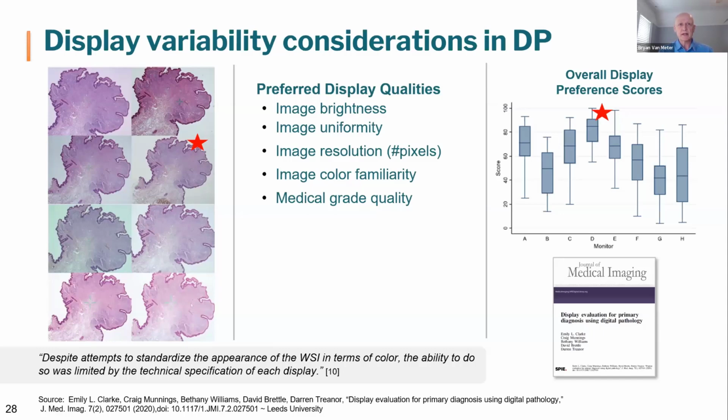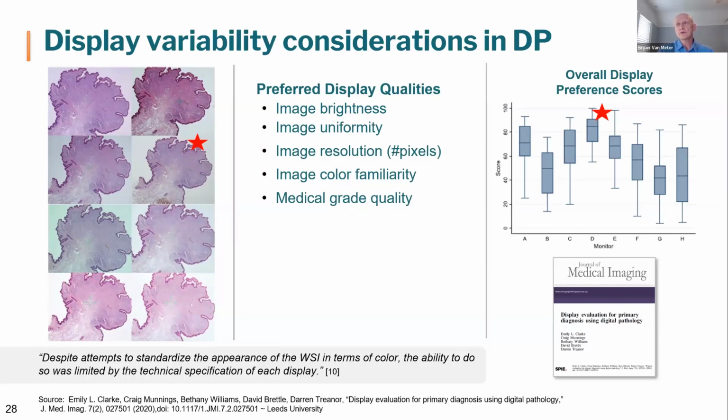And what they said is, despite the attempts to standardize the appearance of the whole slide image in terms of color, the ability to do so was limited by the technical specifications of each display. So they've accepted that, especially when you mix medical grade and non-medical grade displays, you see that. But what they also did is they had a visual analog scale of scoring of preference, not just the one display they preferred the most, but they also put the range of what they liked, and they gave some score factors. And from that, they correlated specifications in isolation and specifications in harmony that tended to work.